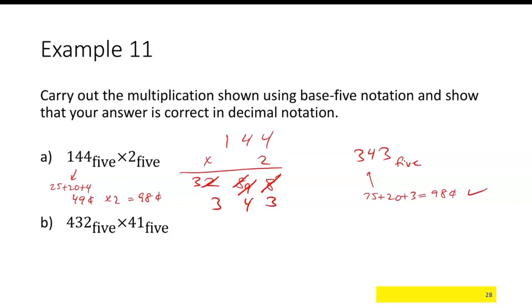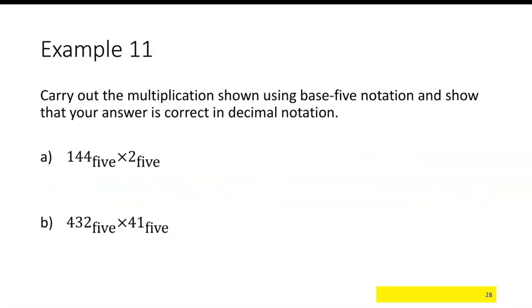All right, what about part B, where it's a little bit more complicated? Let me go ahead and clear off this space. Well, recall that 1 times anything is itself, so 1 times 2 is 2, 1 times 3 is 3, 1 times 4 is 4. And then I'll put a placeholder 0. And now I'm going to do 4 times 2.